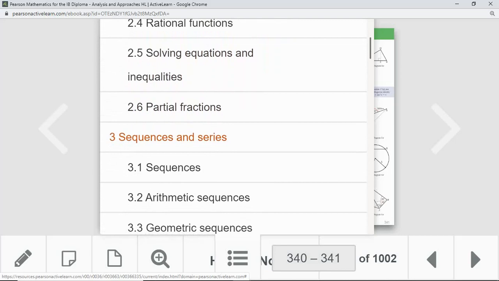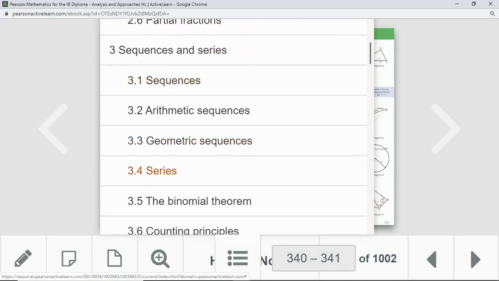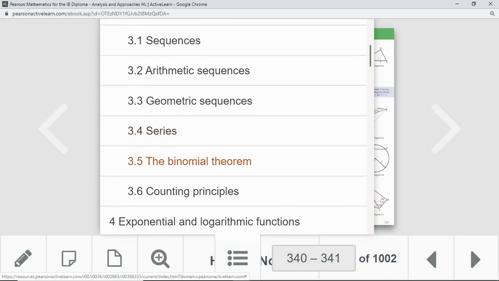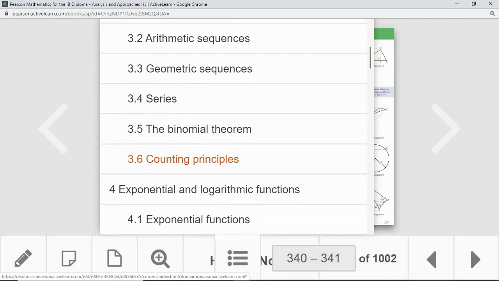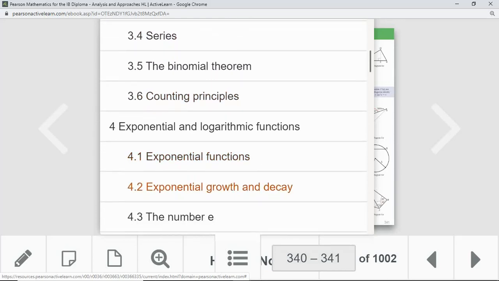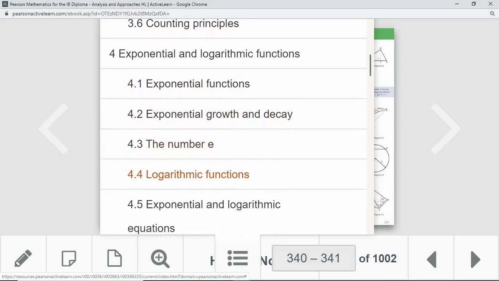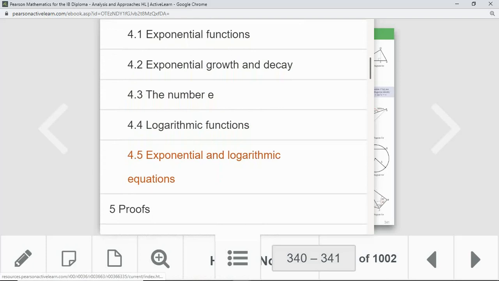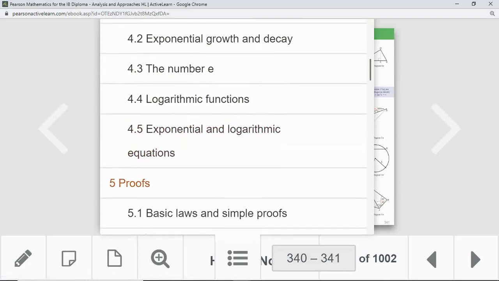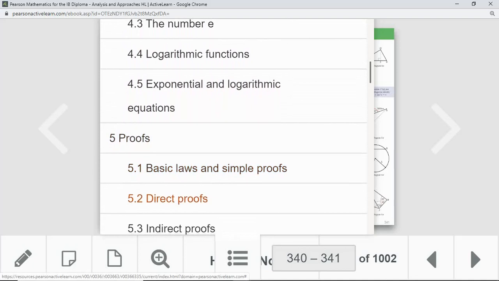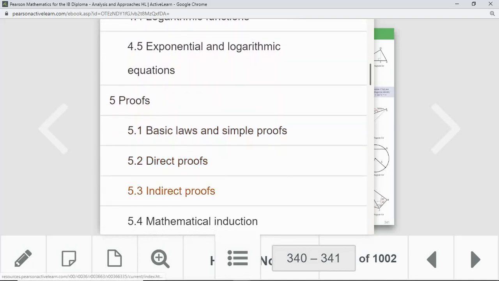In sequences and series: arithmetic sequences, geometric sequences, series, the binomial theorem, and the hated counting principles. We also covered exponential and logarithmic functions, growth and decay, Euler's number, and exponential and logarithmic equations. Proofs: basic laws and simple proof, direct proofs. Indirect proofs is something that we haven't done, and it was added to the content this year. So you might want to go to chapter 5 and review proofs.